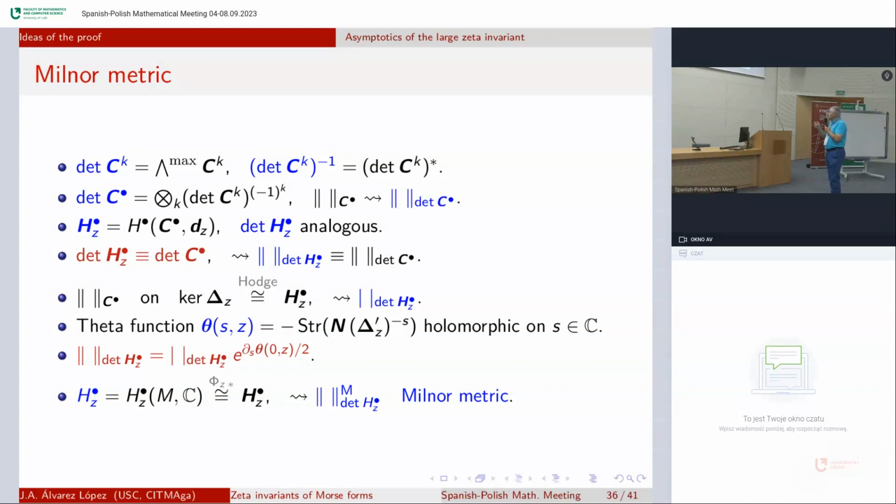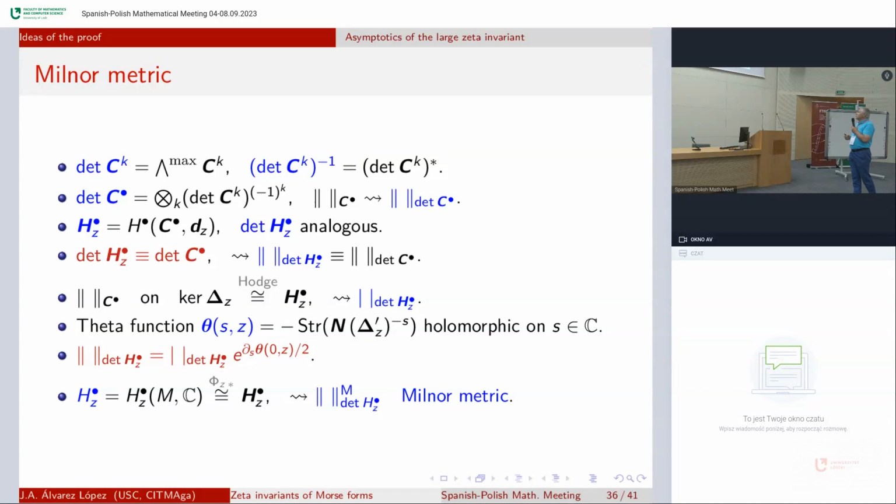Also, the twisted cohomology of the manifold is isomorphic, as I said before, using the map defined by phi c, to the twisted cohomology of the Morse complex. And so, this norm corresponds to another norm on the determinant of the twisted cohomology, which is called the Morse metric. This is the definition of the Morse metric.